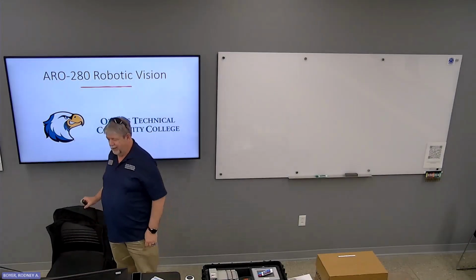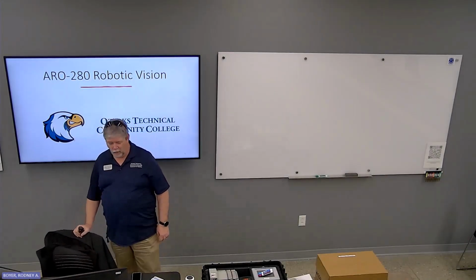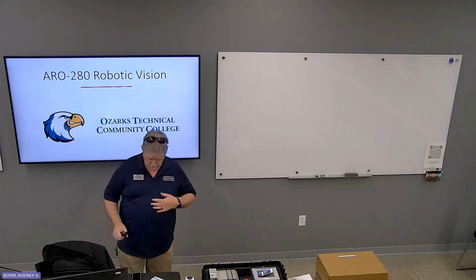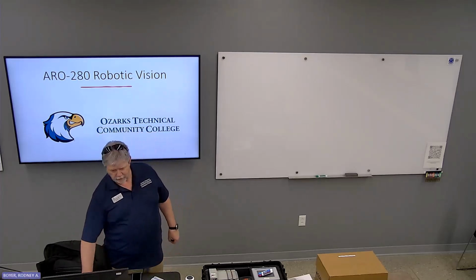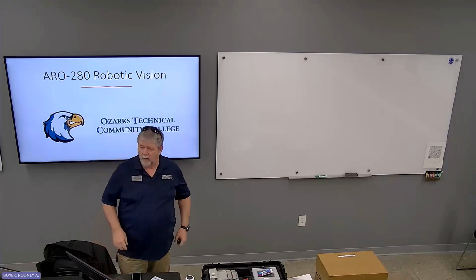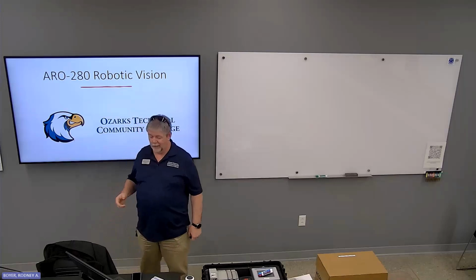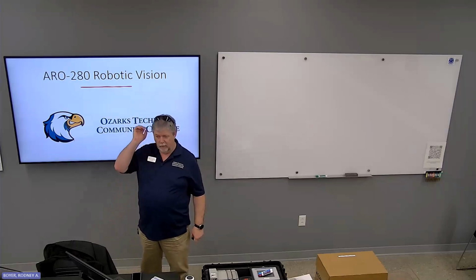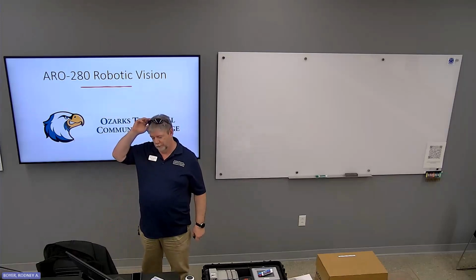Okay, this is ARO-280, page 101. Only section available for this class. Everybody on my list is in the room except Lance. So I'm assuming that everybody is supposed to be in here.